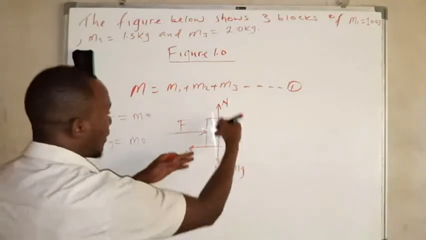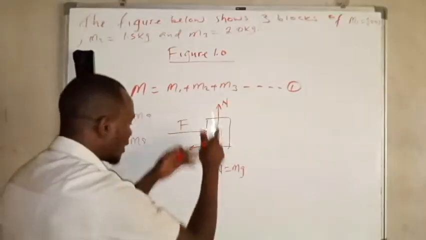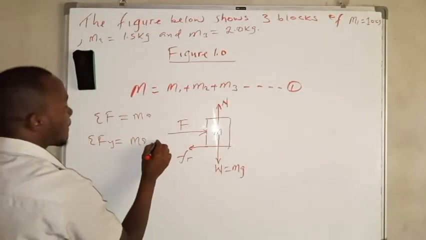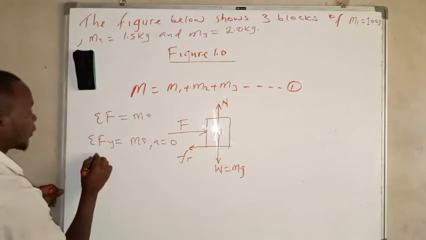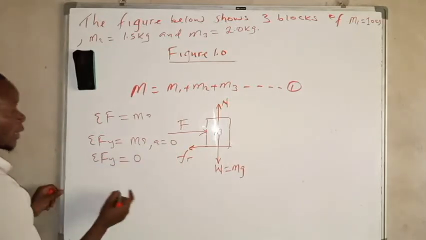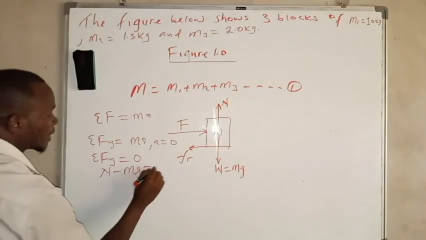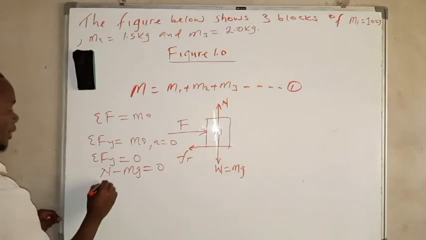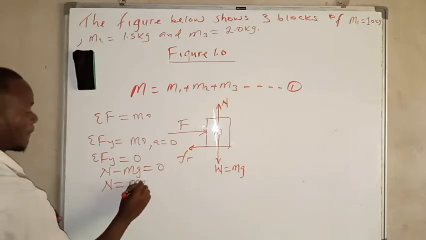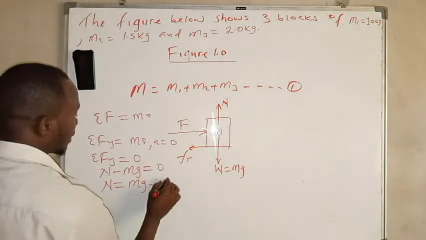But since the blocks are not moving in this direction, the acceleration here is 0. So the summation of forces in y is going to give us 0. We have the normal force minus mg must give us 0, so that the normal force N is equal to mg. We can call this equation 2.